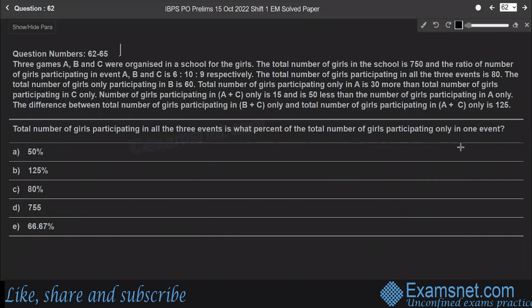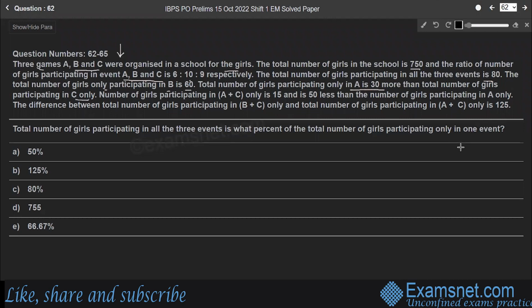Questions from 62 to 65 are based on the below information. 3 games A, B, and C were organized in a school for the girls. The total number of girls in the school is 750, and the ratio of the number of girls participating in events A, B, and C is 6 is to 10 is to 9 respectively. The total number of girls participating in all the 3 events is 80. The total number of girls participating only in B is 60. The total number of girls participating only in A is 30 more than the total number of girls participating in C only.